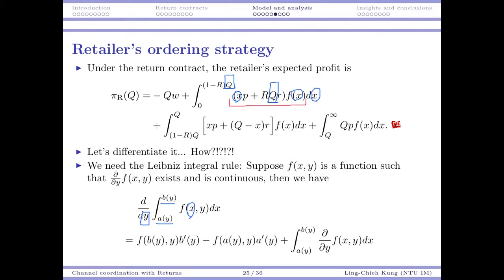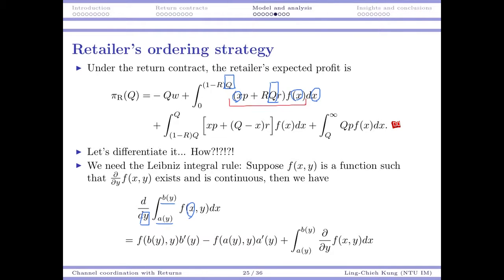Basically, all we need to do is first plug in the upper bound to the function, get the result, and then just like the chain rule, multiply the outcome of differentiating the upper bound with respect to y, and then minus the plug-in of the lower bound, and then multiply the lower bound differentiated with respect to y. And finally, the last term is to keep the original integral, but differentiate the integrand with respect to y. If we sum these three terms together, we get the result.